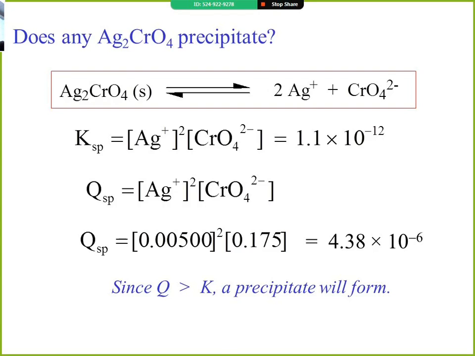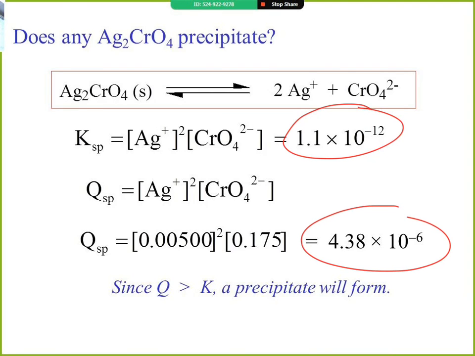Oh, that's cool. I can clearly see this is larger, so precipitate will form again. So there's our K, and there's our snapshot. Since that's too large, we have too much product, so product is going to form reactant, and the reactant is the solid. All right, so that answers that question.